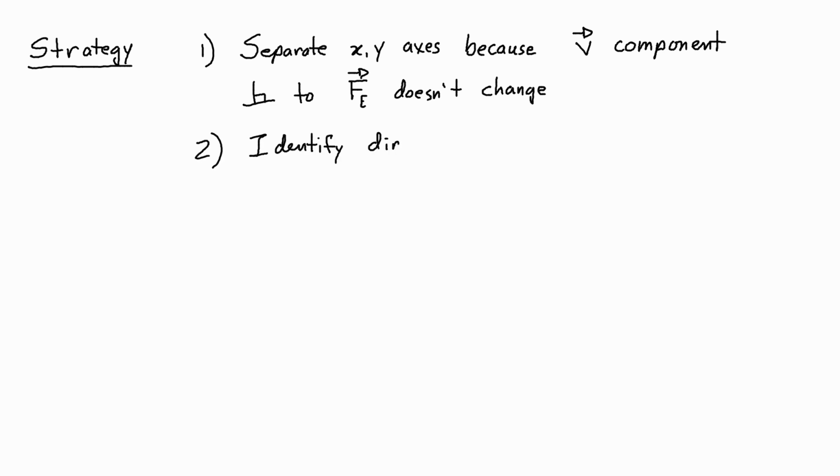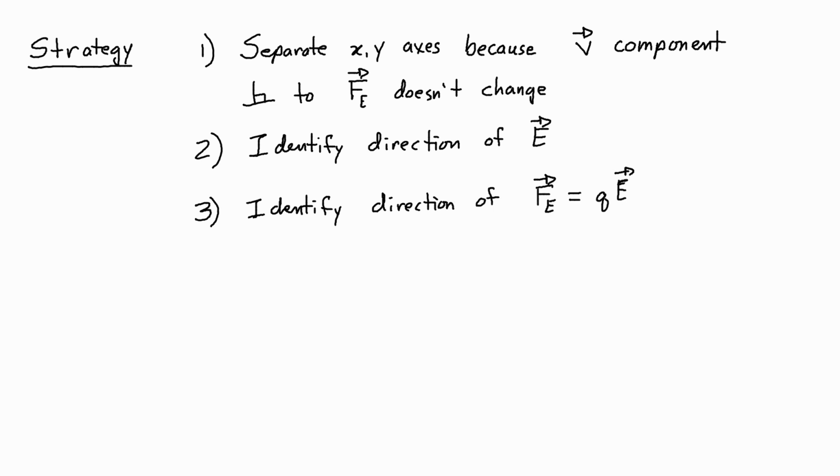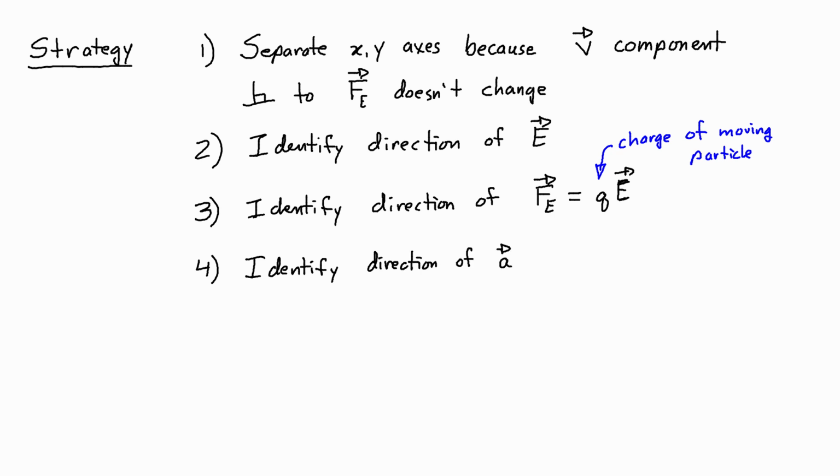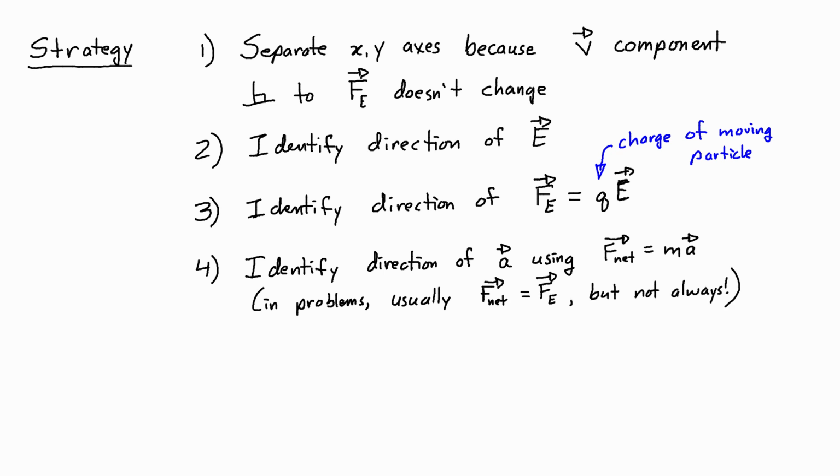The next step is to identify the direction of the electric field. Once you know that, you can identify the direction of the electric force. It will be in the same direction as E if you have a positive charge, and in the opposite direction if you have a negative charge. The last step is to identify the direction of acceleration using Newton's second law. In problems, most of the time, the electric force is the only one acting. But of course, they can always mix things up a bit and force you to include the gravitational force, in which case you have to calculate the net force.